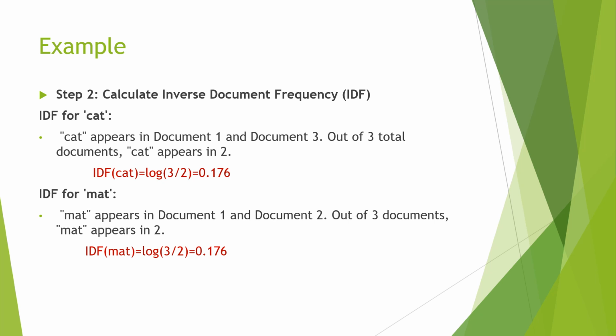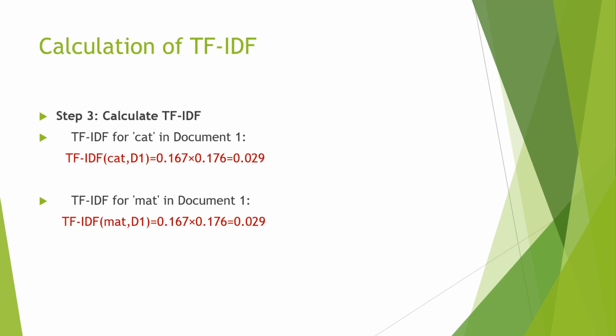we are getting 0.176. Similarly, mat appears in document 1 and 2, so out of 3 documents, mat appears in 2 documents, so 3 by 2 gives 0.176. Now we will multiply these values. For the term cat in document 1, we get 0.167 into 0.176, which gives 0.0229. Similarly, for the TF-IDF score of the term mat in document D1, we get 0.029.